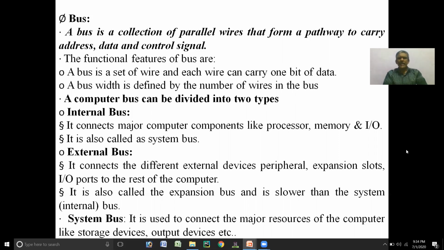A bus is a collection of parallel wires that form a pathway to carry address, data, and control signals. This is one definition. This can also be defined as: a bus is a collection of parallel wires which carries addresses, data, and control signals. The features of buses are: a bus is a set or a group of wires, and each wire can carry one bit of data.